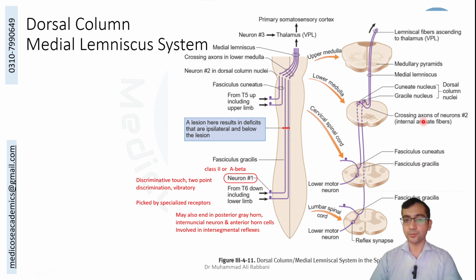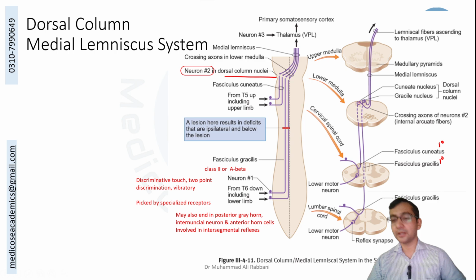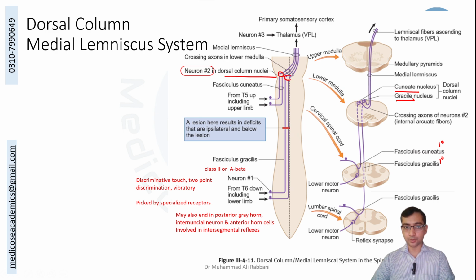Having discussed that, let us move up. The fasciculus gracilis and cuneatus are the axons of the first order neuron. As they move up, they will synapse with the dorsal column system nuclei. These are two nuclei by the same name. The fasciculus gracilis will end in the nucleus gracilis, and the fasciculus cuneatus will end in the nucleus cuneatus, and they are shown right here and here.